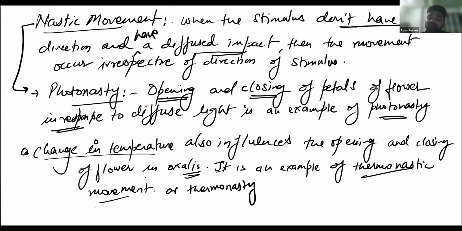So change in temperature also influences, note it down, the opening and closing of flowers in oxalis, okay? Flower in oxalis. This is an example of thermonasty. This type of movement is called thermonasty or thermonastic movement. Note it down. What is thermonasty? Change in temperature also influences the opening and closing of flowers in oxalis. It is an example of thermonastic movement. Some plants respond to temperature.